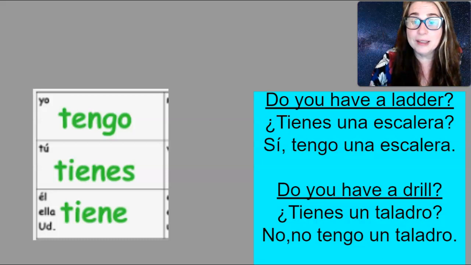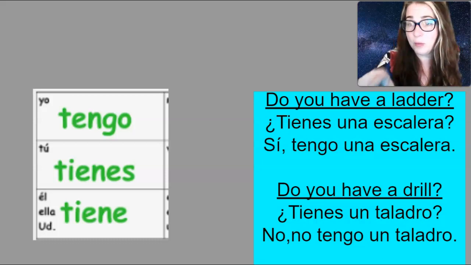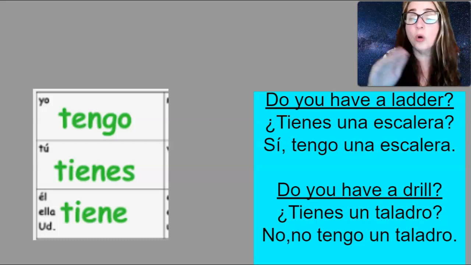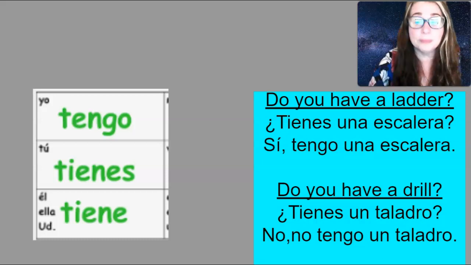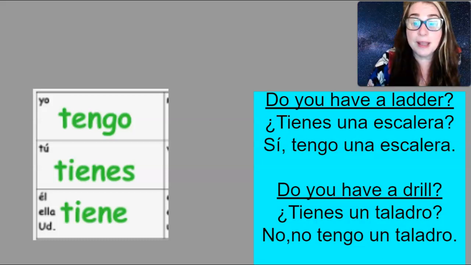Do you have a ladder? ¿Tienes una escalera? You might notice that word from scaling a wall or an escalator, so you know it's going up. The answer would be, yes, I have a ladder. Sí, tengo una escalera.